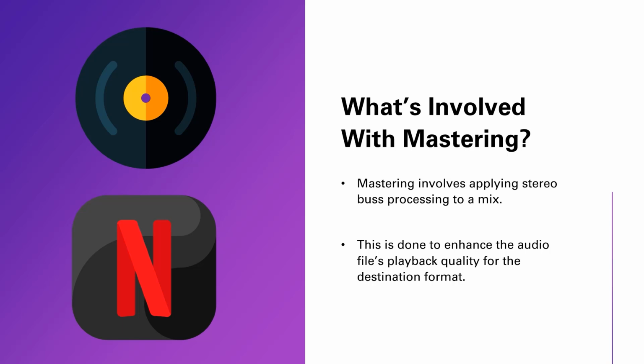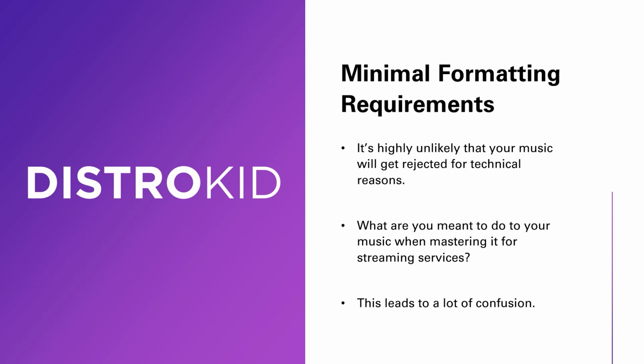The formatting requirements for uploading a song to DistroKid are minimal, and it's highly unlikely that your music will get rejected for technical reasons. With there being very few technical limitations, you're left with a problem. What are you meant to do to your music when mastering it for Spotify, Apple Music, etc.? This is where a lot of the mystery and confusion comes from in regards to mastering. In some rare situations, you don't have to do anything to your mix before uploading it. If you're completely satisfied with how it sounds and it's hitting an appropriate loudness level, which is something we'll be taking a look at, then you don't necessarily need to do anything to it.